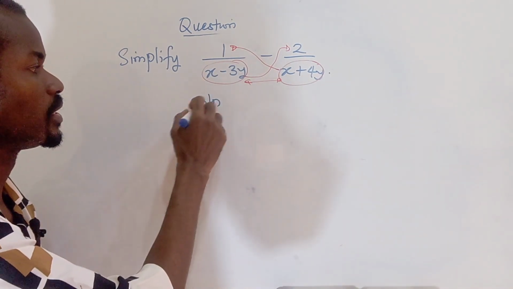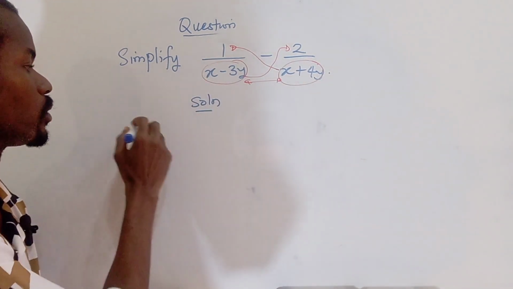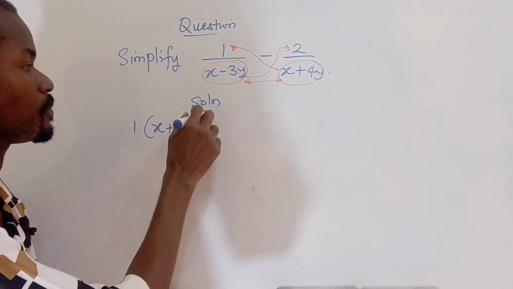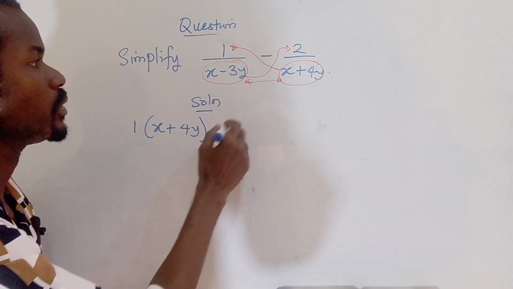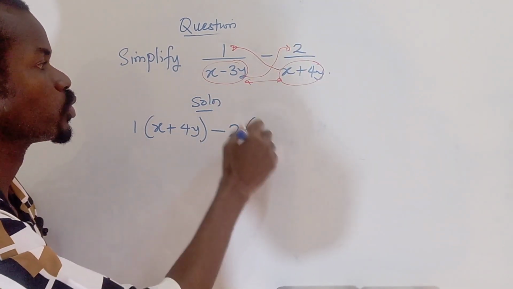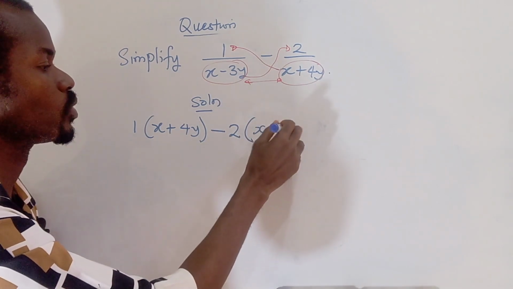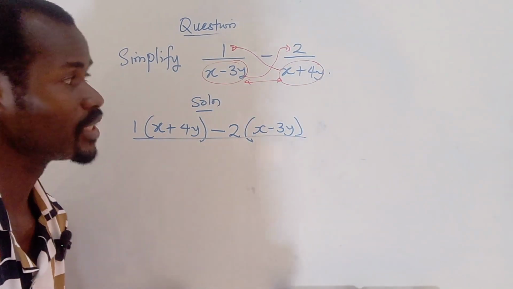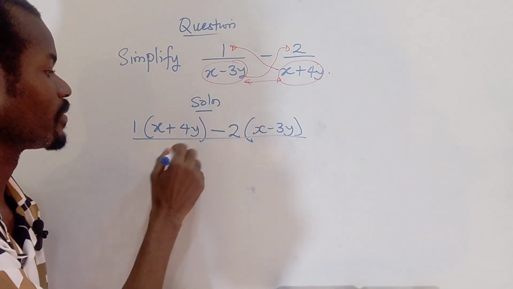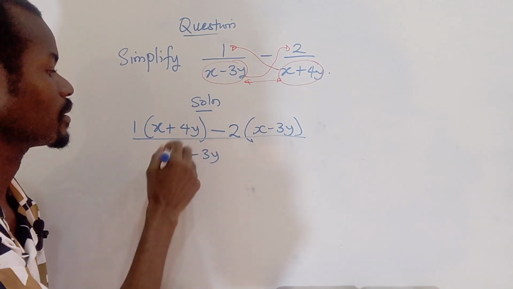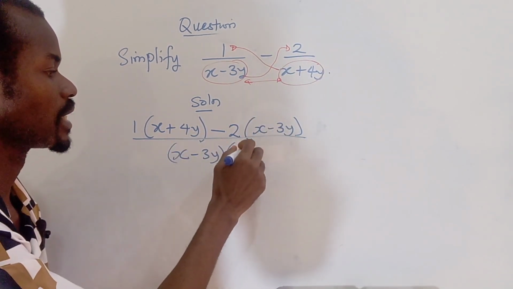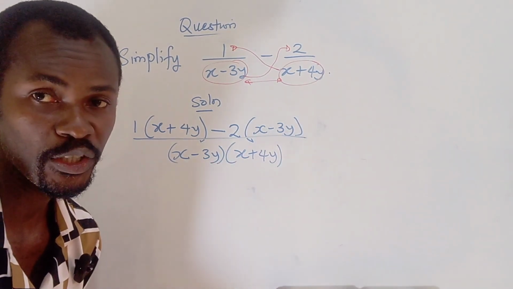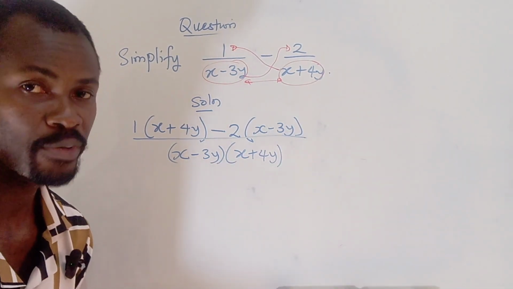So our solution to this, I'm going to use this to multiply 1. So 1 is going to multiply x plus 4y. Then we have minus at the middle. We have 2. Now 2 is going to multiply x minus 3y. So all this is going to divide. Now the denominator of this is going to multiply this. So we have x minus 3y is going to multiply x plus 4y. So now that we have this expression, we can now open the brackets.